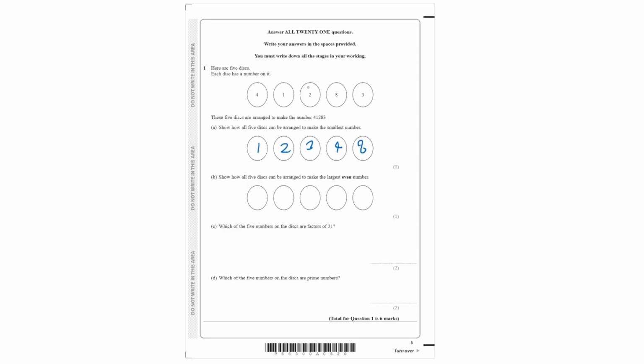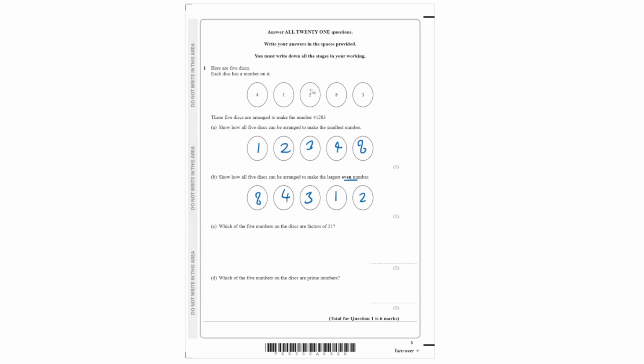Show how all 5 discs can be arranged to make the largest even number. So we start with the largest one, 8, then 4, then 3. Now we can either put in 1, 2 or 2, 1. But since 1 is an odd number, we want to have the largest even number. So simply at the end we write 2 and then here we put 1.